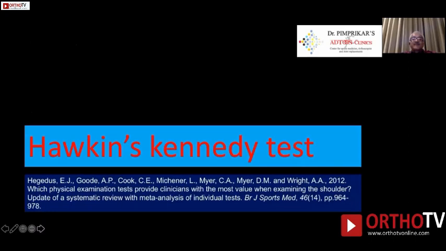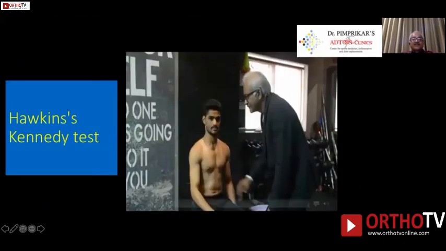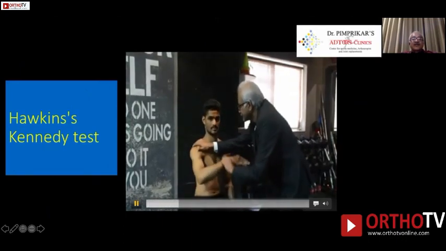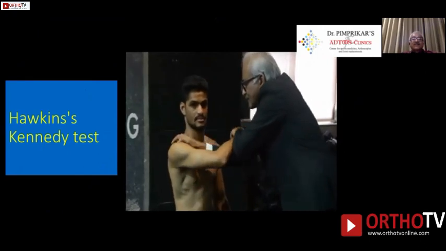Then we come to some tests for impingement. Subacromial impingement is a common ailment which we see in elderly patients, and the Hawkins-Kennedy test for subacromial impingement is 80% sensitive and 56% specific. While doing this test, the patient sits on a couch, the examiner's hand goes onto the shoulder, and then with the other hand, the examiner internally rotates the shoulder.